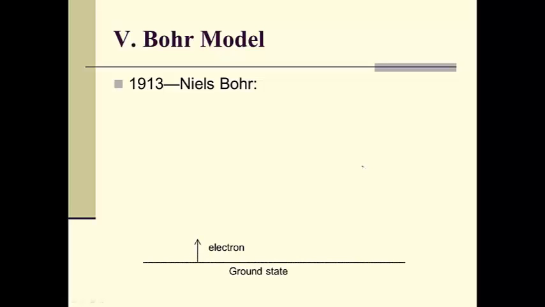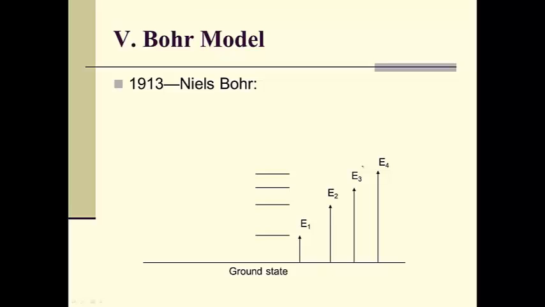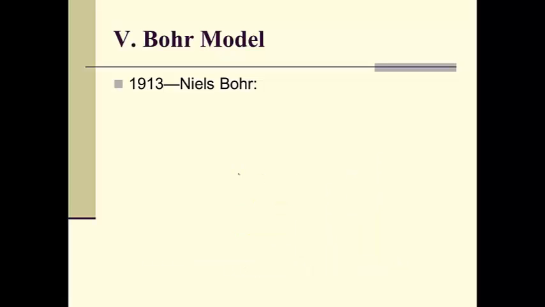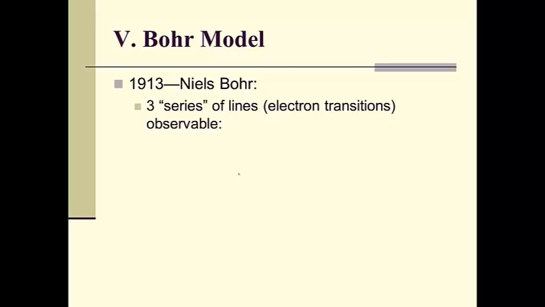So, Bohr said the electron could jump up to that level, or that level, or that level, but only to those levels. It couldn't go in between. It's basically like, instead of walking up a ramp, it's more like walking up a ladder. The electrons can only jump up to these specific spots. You can only put your foot there, or there, or there. So, there are 3 series of lines that were observable.